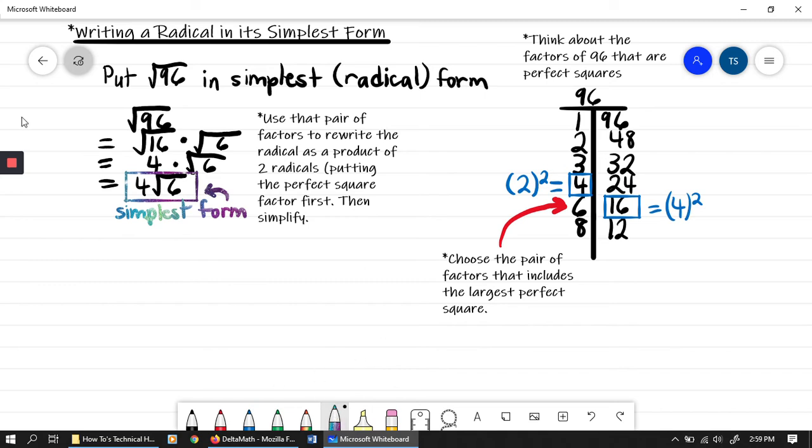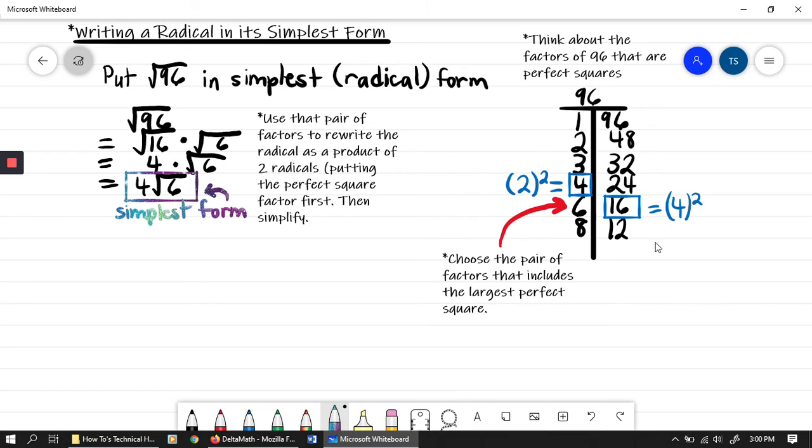So guys, this form right here is the simplest form for this radical, the square root of 96. So again, that's how you will put a radical in its simplest form. You will choose factors of that radicand, factors of the number up under the radical. In this case, it was 96. You're going to choose two factors of that, or just think about factors of it that are perfect squares.